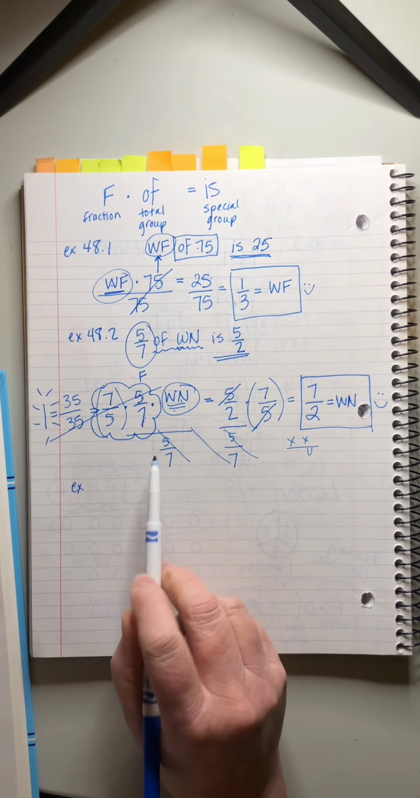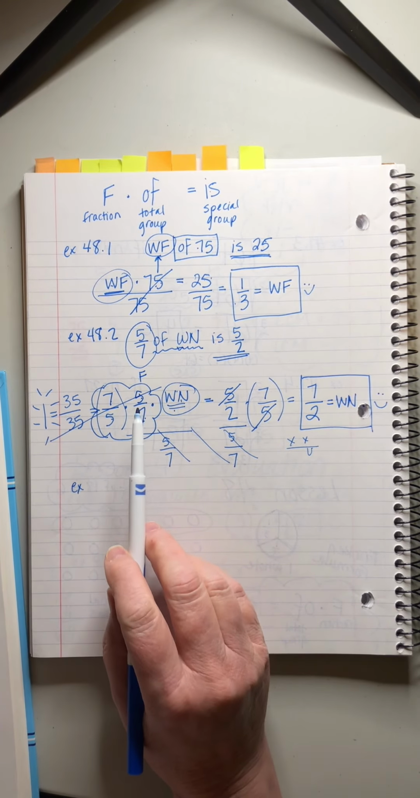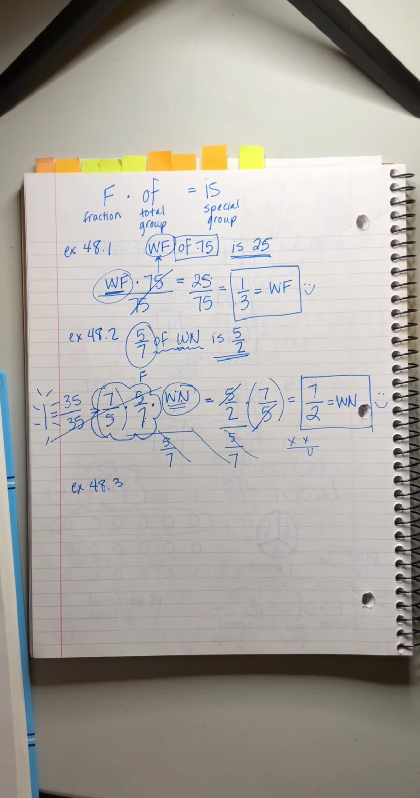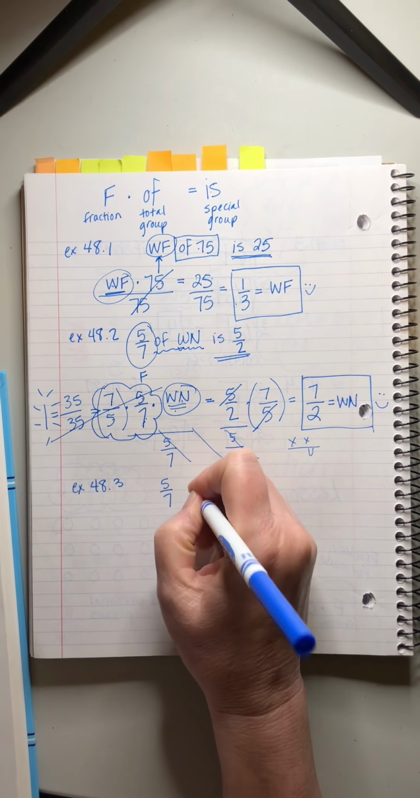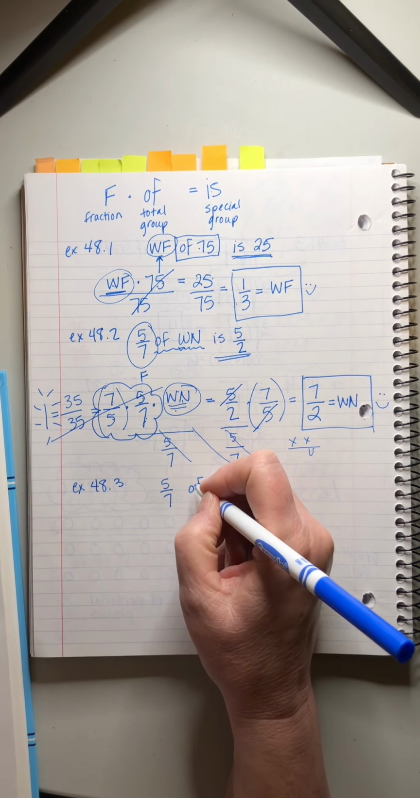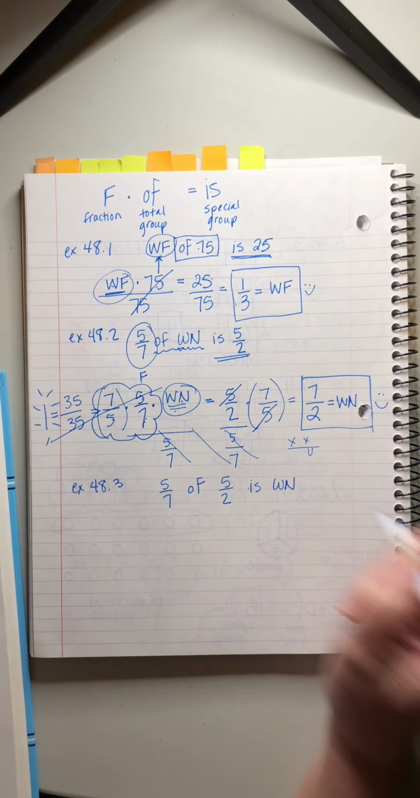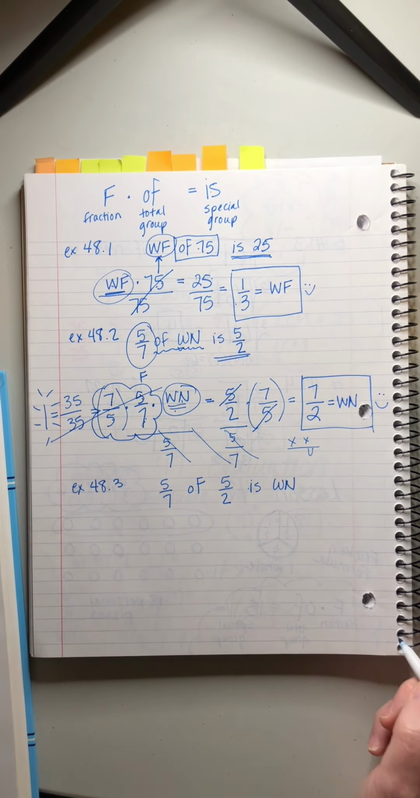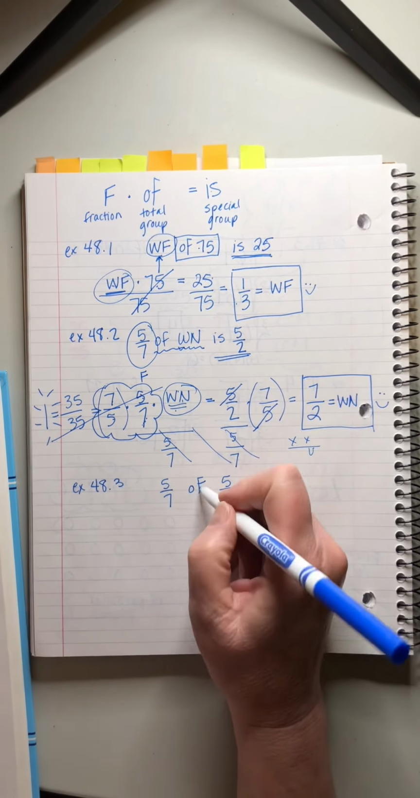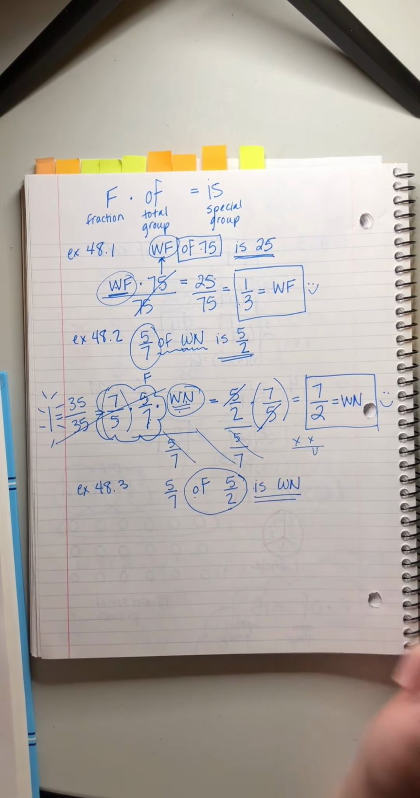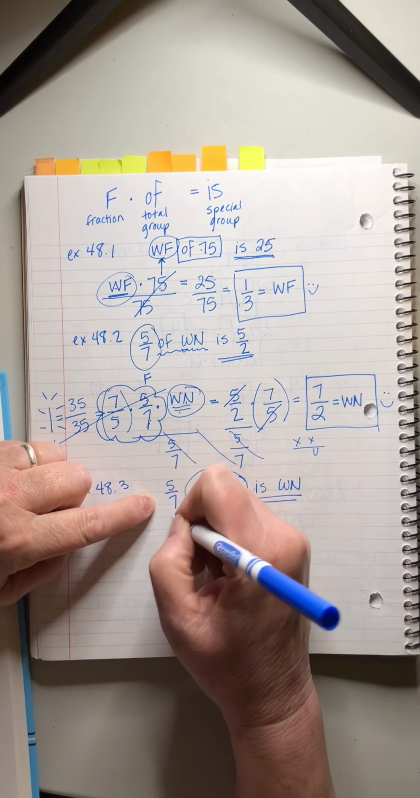Okay, so here we had the variable in the second place. 5/7 of 5/2 is what number? Okay, once again, we have 2 fractions, so we can start to freak out and go, but which one goes in the front? This one says of. That's the of number. The is number is where the mystery is. That is the fraction.